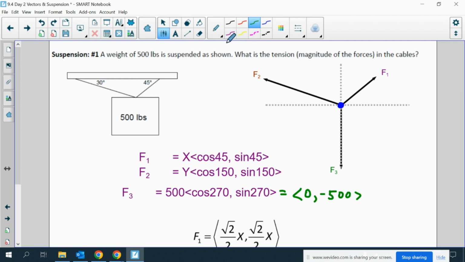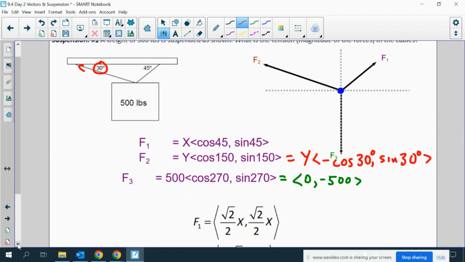Sometimes I write this one in a slightly different way. What I also do on occasion is write y times negative cosine of 30, positive sine of 30, just because I know that this 30 degree angle is pulling me where x is negative and y is positive. So it's going to do the same thing, because what happens when you have cosine of 150? You end up with a negative number. So either way is fine.